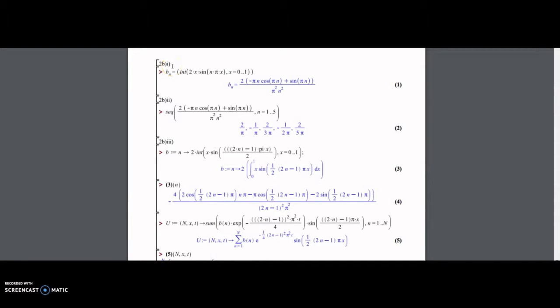Question 2b part 1. Here we need to evaluate Bn. So here is the code. Bn equals the integration of 2 times x times sine n pi x, where x is from 0 to 1. Then we'll get this equation.